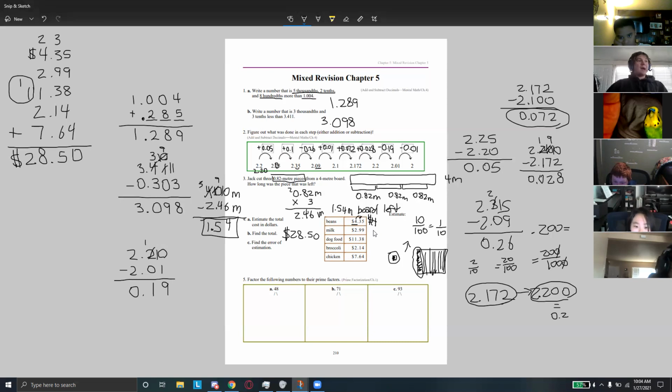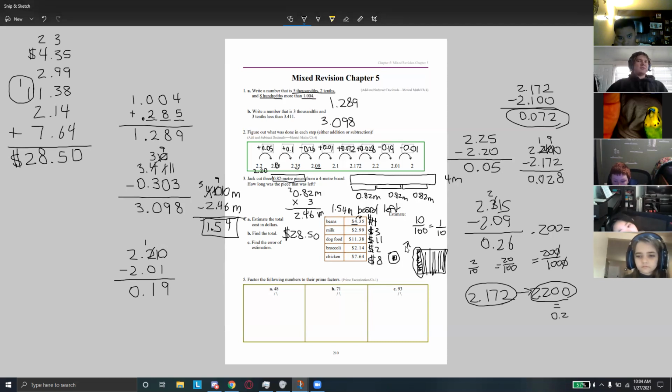So milk, I'll round up. 2.9 rounds up to $3. Dog food will round down to $11. That's a lot of money for dog food. The broccoli will round down to $2, and the chicken will round up to $8. Great, now I can estimate.